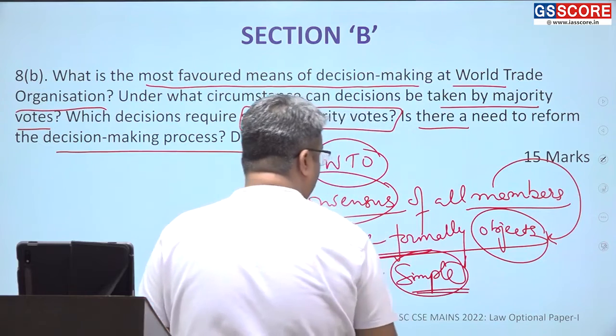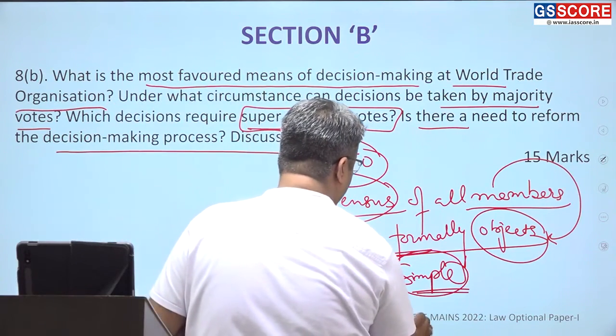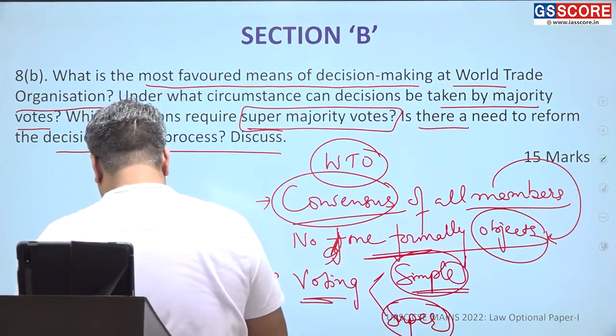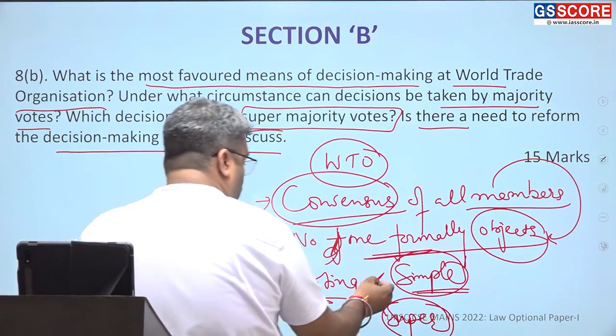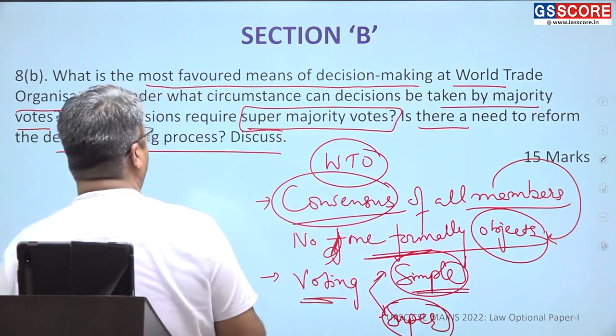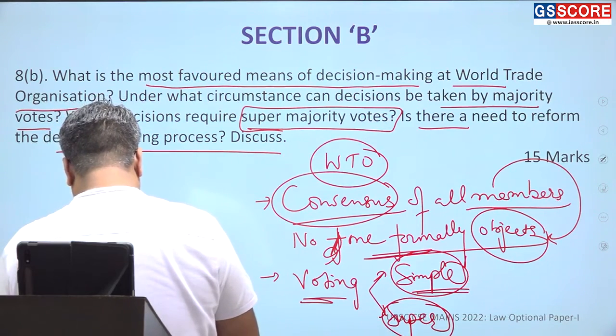By simple majority basically in a few cases, and in a few cases we do require a super majority as well. So how exactly this majority, simple and super, is decided, that I will discuss with you right now, and whether there is a requirement of reforms or not, that we have to understand now. Okay.